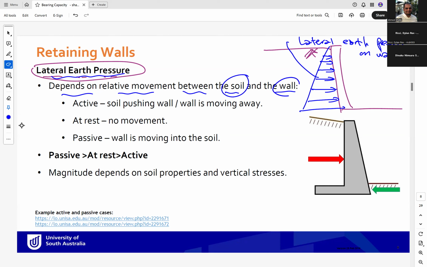So we have a few different cases for the lateral earth pressure depending on the movement of the soil and the wall. These cases are three: the first one is active case, at rest case, and passive case. What does this mean? This means that active is defined as when the soil is pushing the wall and the wall is moving away.